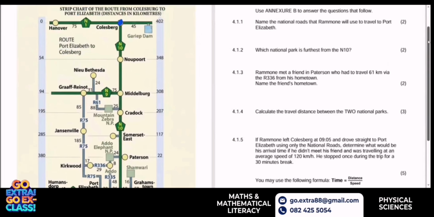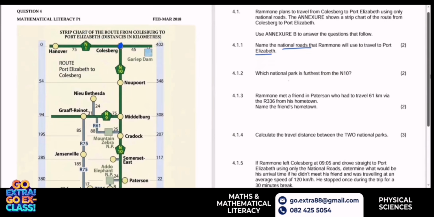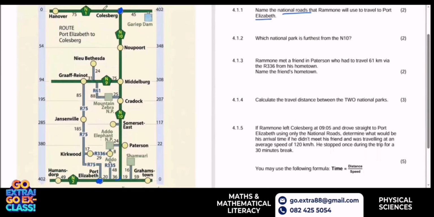The first question, 4.1.1, says: name the national roads that Ramon will use to travel to Port Elizabeth. Port Elizabeth is the one at the bottom there. I'm going to push it here so that all of us can see it. So, where is Ramon? He stays in Collinsburg. This is the place where he stays. So what will be the national routes that he will use to come here?